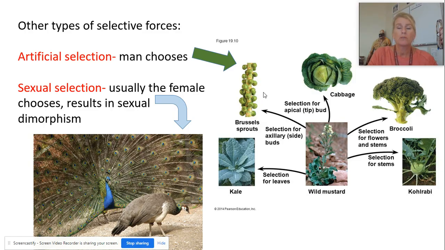If we're going for Brussels sprouts, we're selecting for the axillary bud or the side bud. If we want the cabbage, we're going for the apical bud. And if we want broccoli, we're going to select for flowers and stems. I really have no idea what kohlrabi is. If you know, that's pretty cool. Let me know if it's yummy.